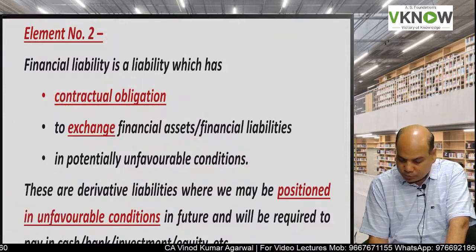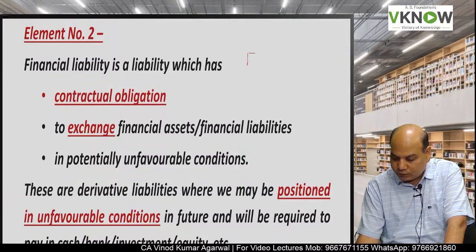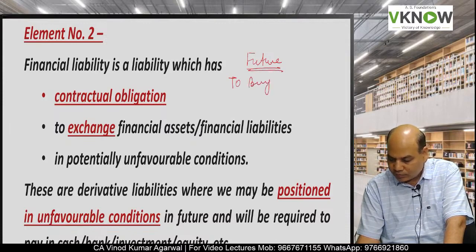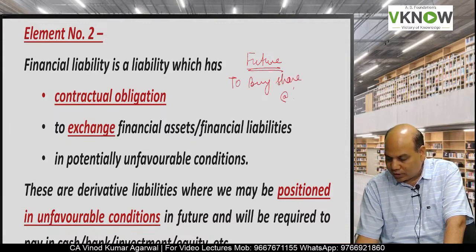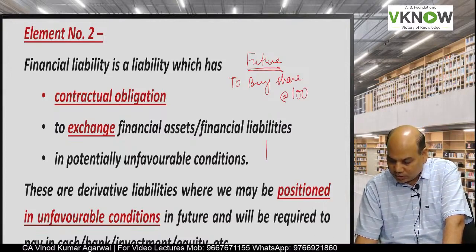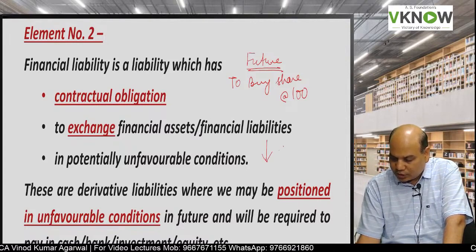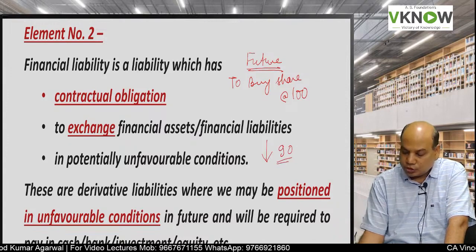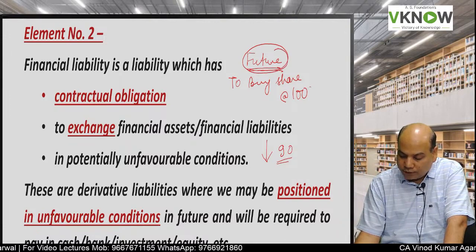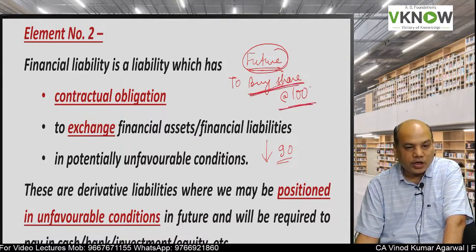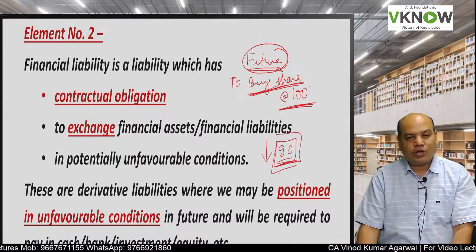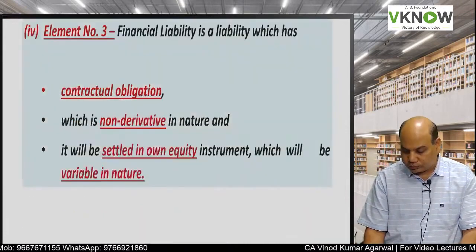So suppose for example, you have entered into a future contract to buy a share at 100 rupees, but the future rate is now 90 rupees. It has gone down. So this future contract will become unfavorable because you have to buy one share for 100 rupees whose value has gone down to 90 rupees. So the contract becomes unfavorable to you.